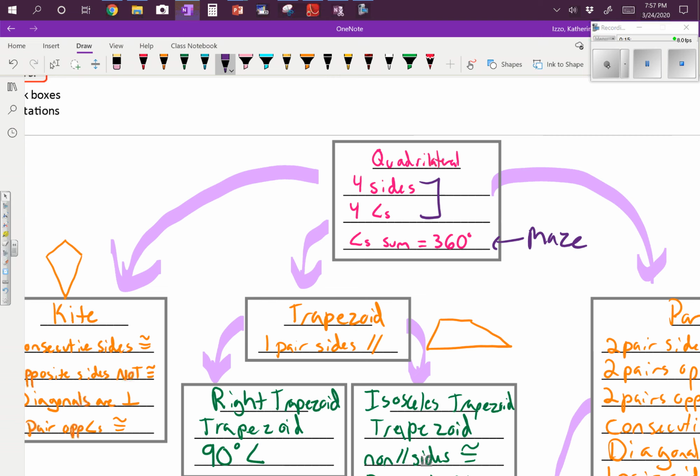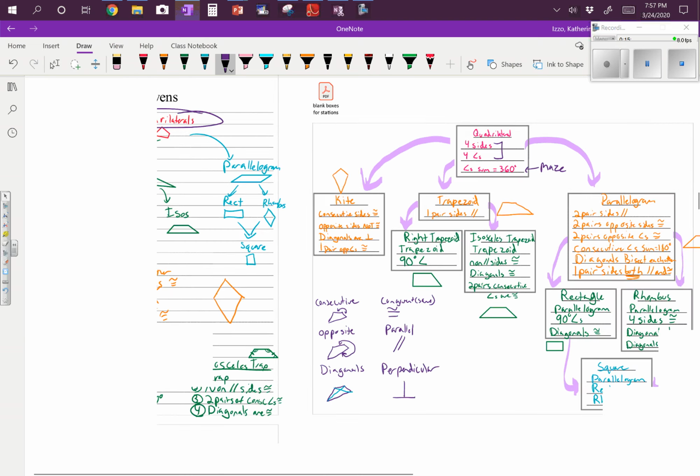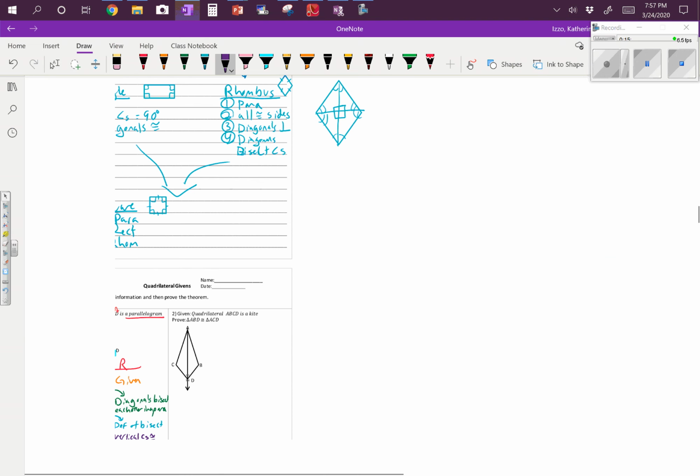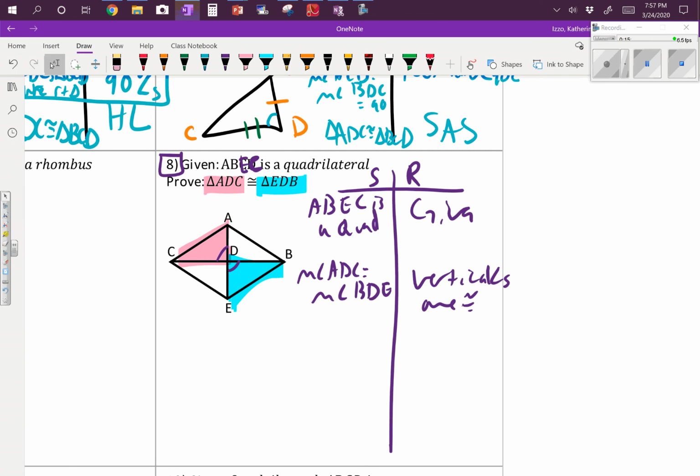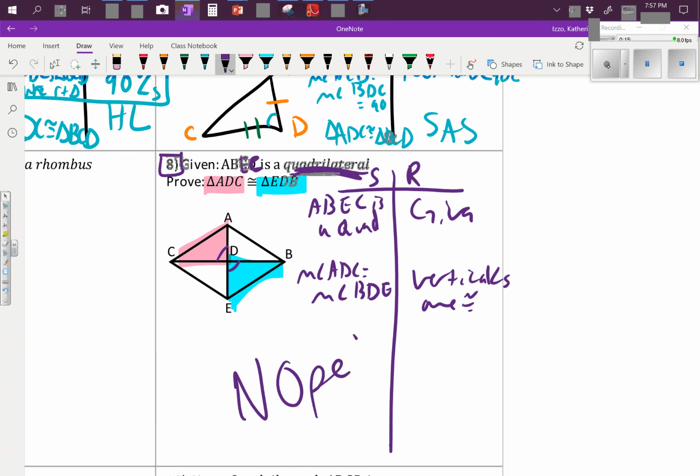This is not going to be helpful at all. Just telling you it's a quadrilateral does not give you any information at all. So if you're only given that it's a quadrilateral, you cannot do it. Nope.